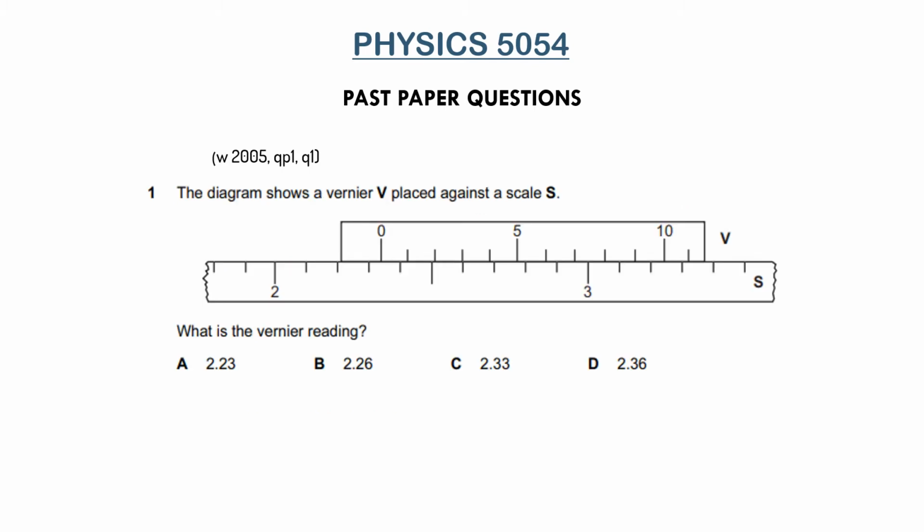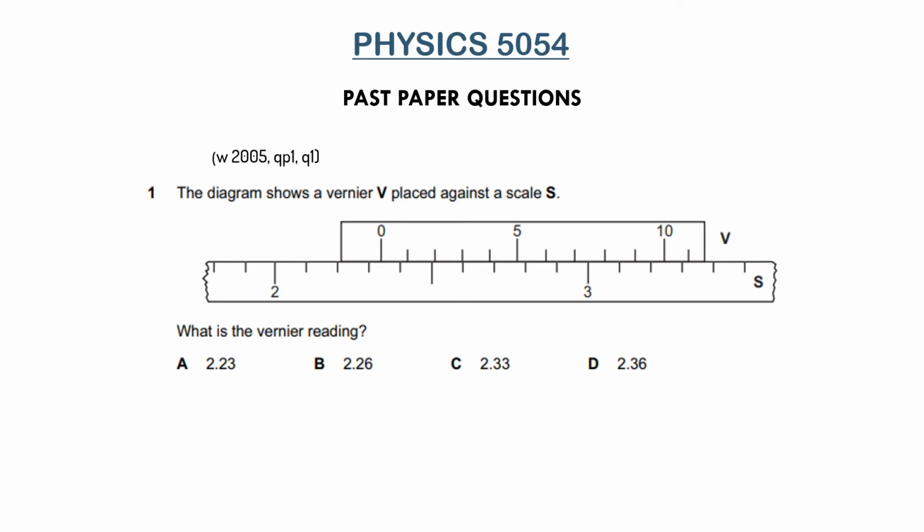So here we have a vernier caliper reading question. Nowadays these questions are not very common. You won't really find them in any recent paper, but it still is good for us to be prepared for them just in case they come. So this paper is quite old, as you can see. It's from winter 2005, question paper 1, question 1. They are asking us to find the correct reading that is given.